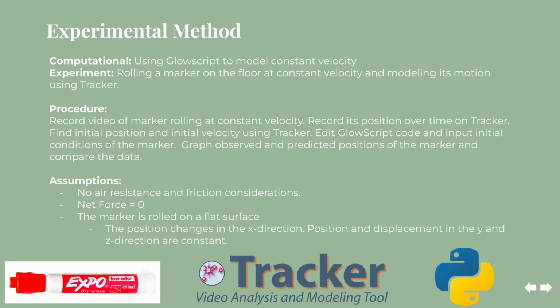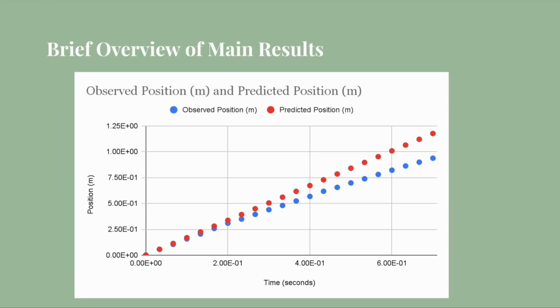Some assumptions we're making is that the net force is 0, and we're not considering air resistance and friction forces. The marker is also considered to be rolled on a flat surface, which means the position changes in the x direction, and the position and displacement in the y and z directions are constant. These are the main results, but let's go through how we got this.